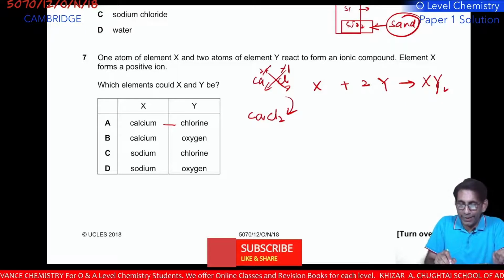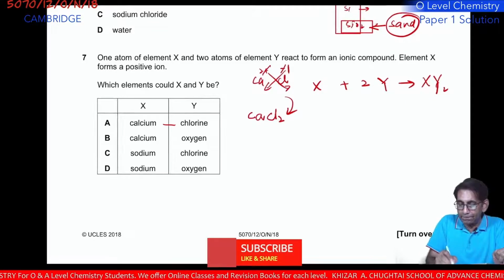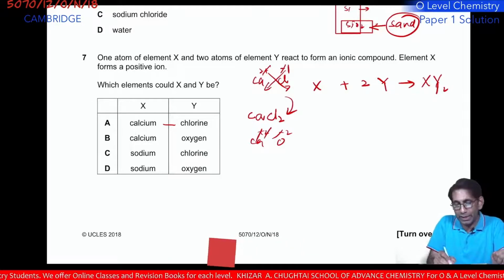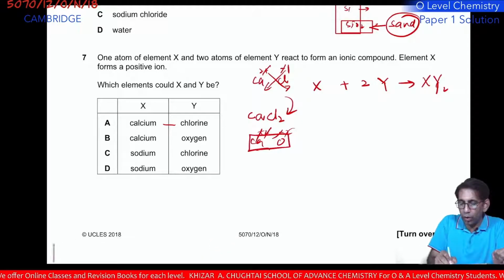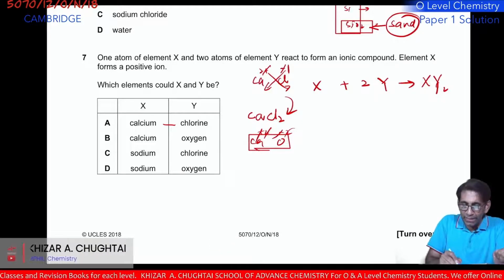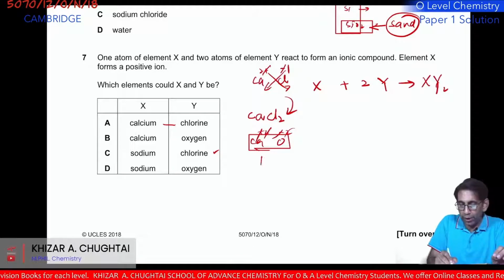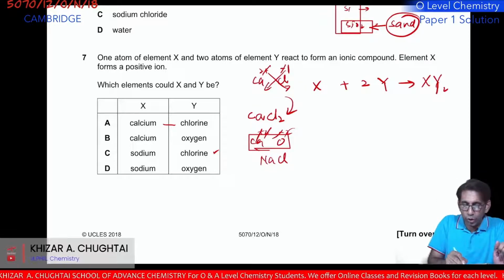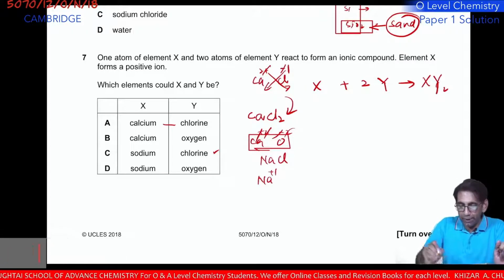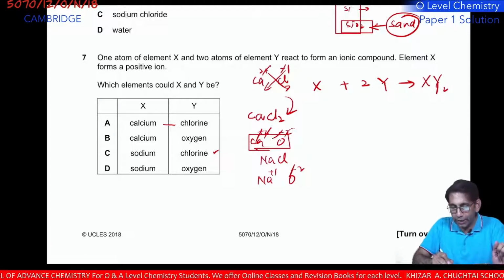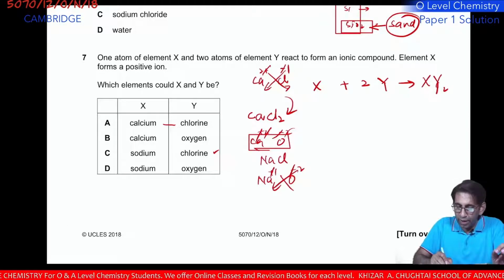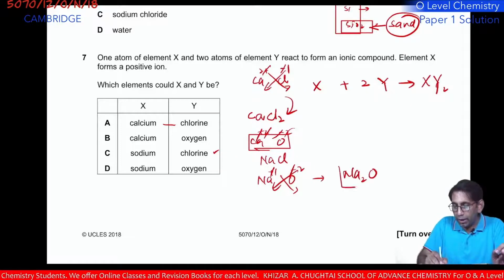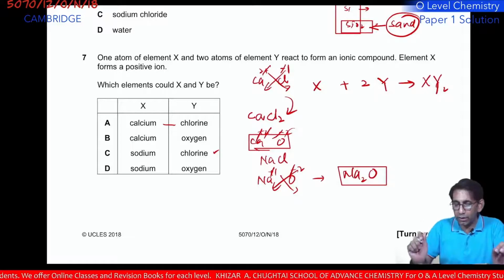Calcium oxide: Ca is 2+ and O is 2-, positive and negative cancel out, so CaO is the formula. In case of sodium chloride, you are very much familiar with it, that is simply NaCl. And the last one is sodium and oxygen. Sodium has +1, oxygen has -2, they cancel out, 2 over here, 1 over here, so in this case Na2O.